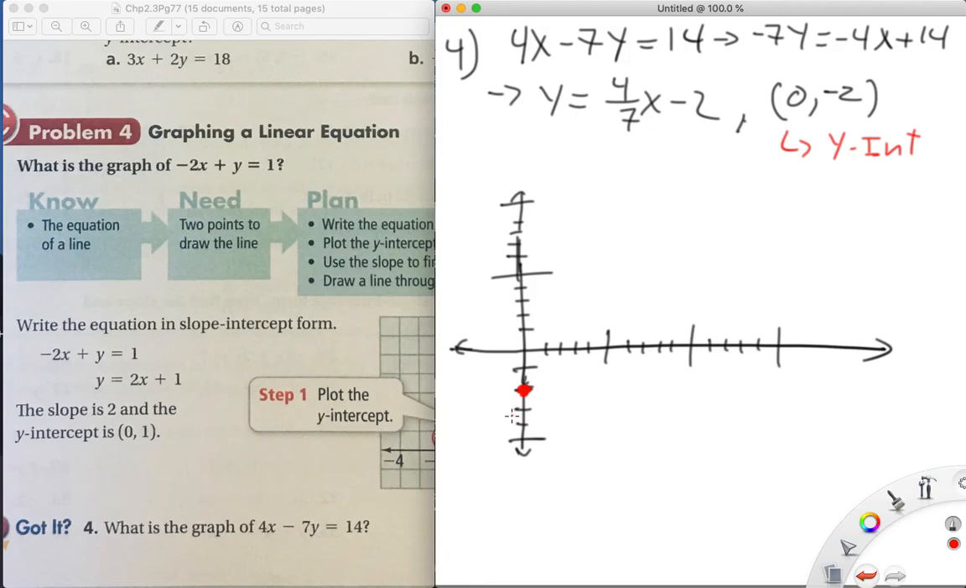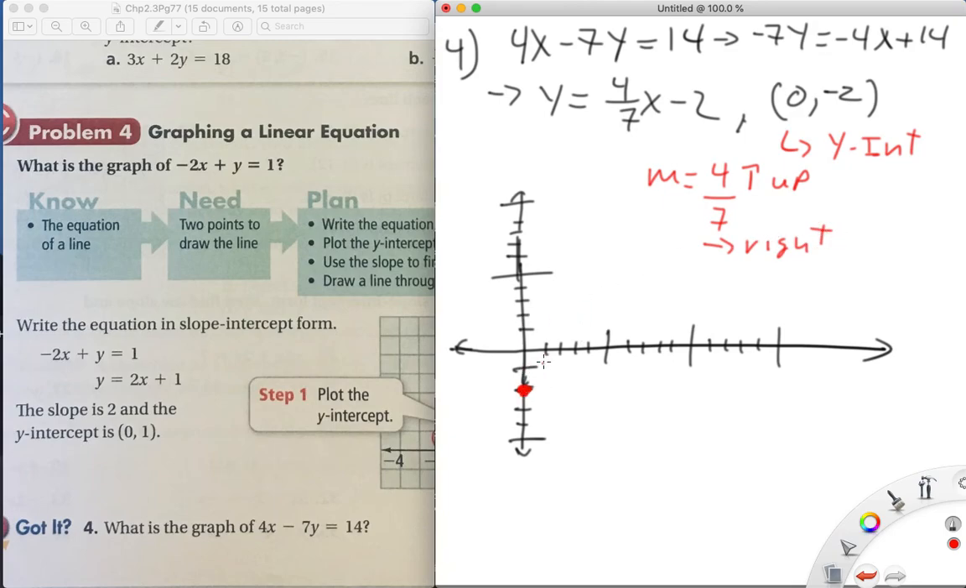So now I'm going to do the rise over run. My slope is 4/7, and it's positive, which means that I'm going to go up 4. Positive means I'm going up, negative would mean I'm going down. In the case of the denominator, I'm going to go to the right 7. Up 4 and to the right 7.